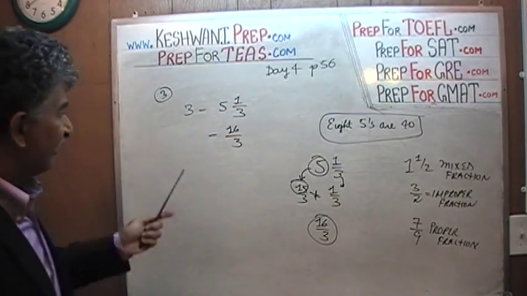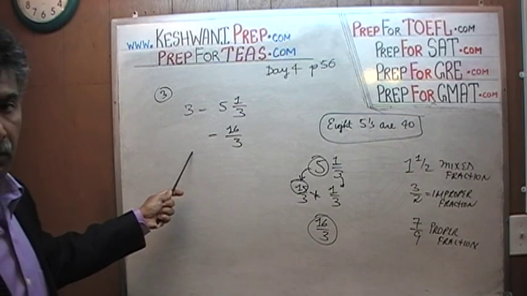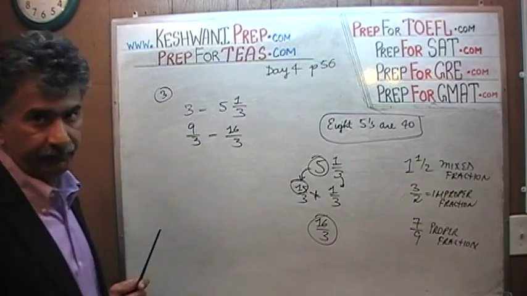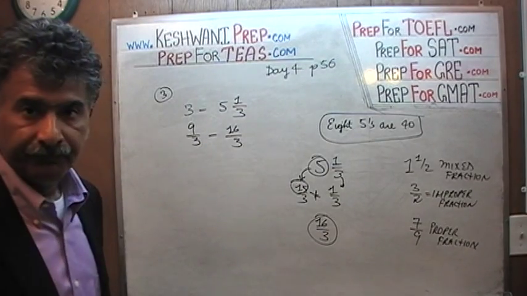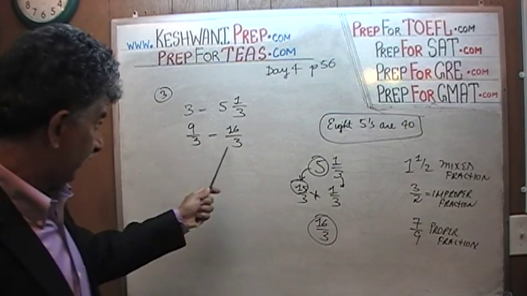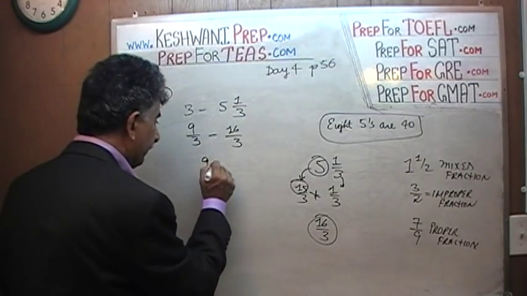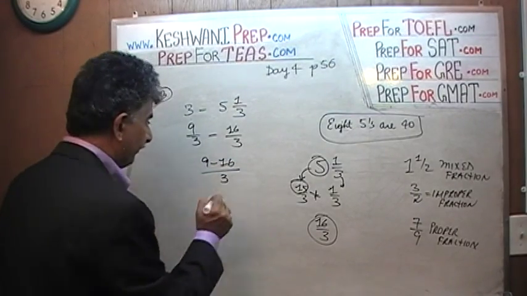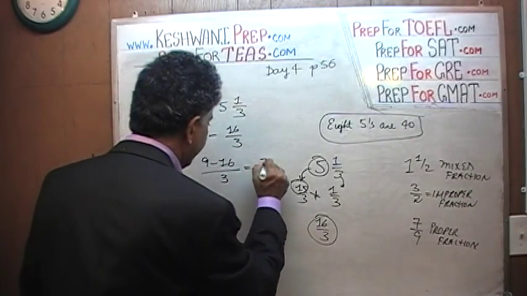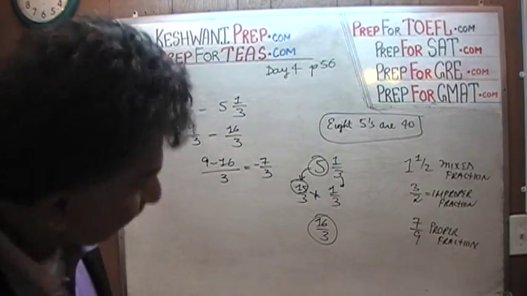Now how can we express this 3 so that it has a denominator of 3? Well, 3 can be expressed as 9 divided by 3. 9 divided by 3 is 3. So now this one has a denominator of 3, and this one has a denominator of 3. Because they have the same denominator, all we have to do is subtract the top. So we end up with 9 minus 16 over 3. As you can see, 16 is more than 9, so we're going to end up with a negative answer. It's going to be negative 7 over 3, which makes me nervous because I don't recall having a negative number. Oh, it is negative 7 over 3.